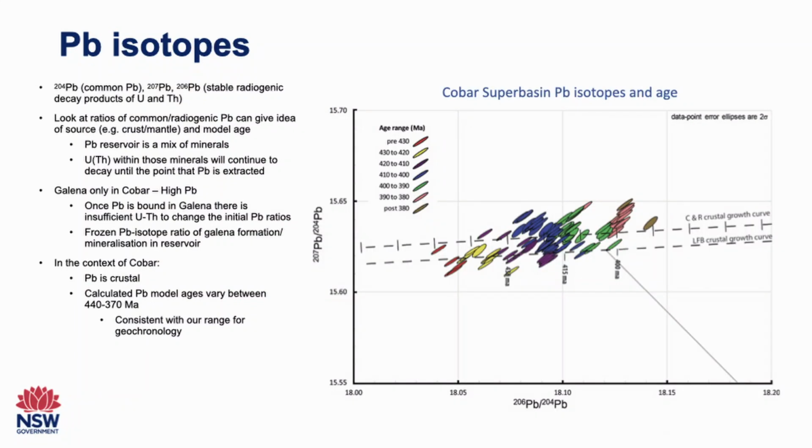So lead source doesn't matter so much in Cobar, it's crustal, so these are the lead growth curves that have been made for the system there. This is just the, I can't read which ones they are, 207/204 and 206/204. But what we do see in Cobar is, of course, variation through time in the lead isotopes, all the way from about 440 to 370 MA.